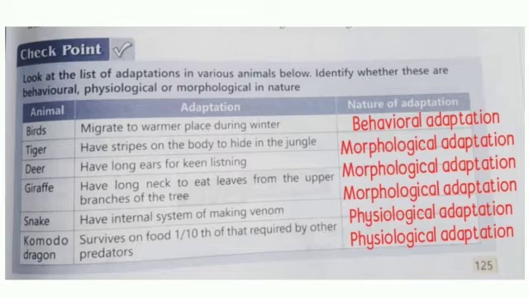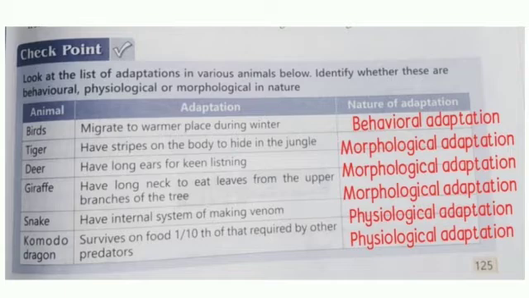This is behavioral adaptation. Tiger have stripes on the body to hide in the jungle. We can see the stripes, so it is morphological adaptation. Deer have long ears for keen listening. We can see the long ears, so it is morphological adaptation. Giraffe have long neck to eat leaves from the upper branches of the tree. We can see the long neck, so it is morphological adaptation.